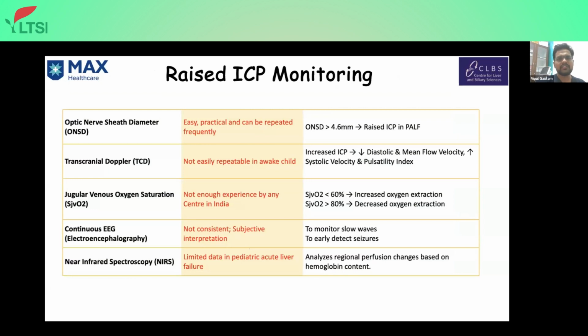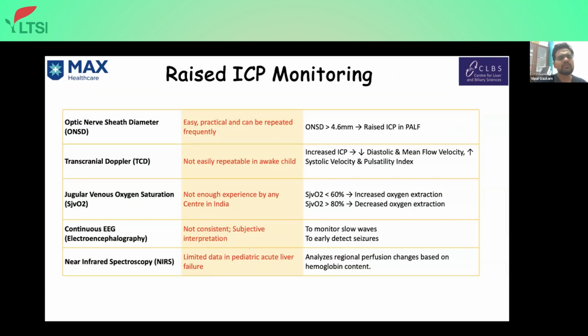And coming to the monitoring of raised ICP, which is very important. Now, as we know, the data is in favor of ONSD. So we also do ONSD very frequently and repeatedly. It's easy, practical, and everybody in our ICU knows how to do it. And taking from the literature, ONSD more than 4.6 is significant. Other useful modalities, transcranial Doppler, I would say it is really good, but for small kids, when they're in early HE or they are irritable, it's difficult to do practically. So if the patient is in advanced HE and intubated, then only we can use it. There are automated TCDs, but they are very expensive.